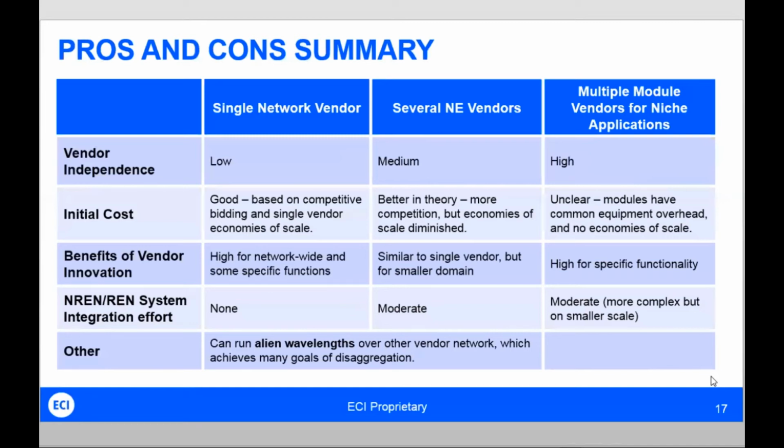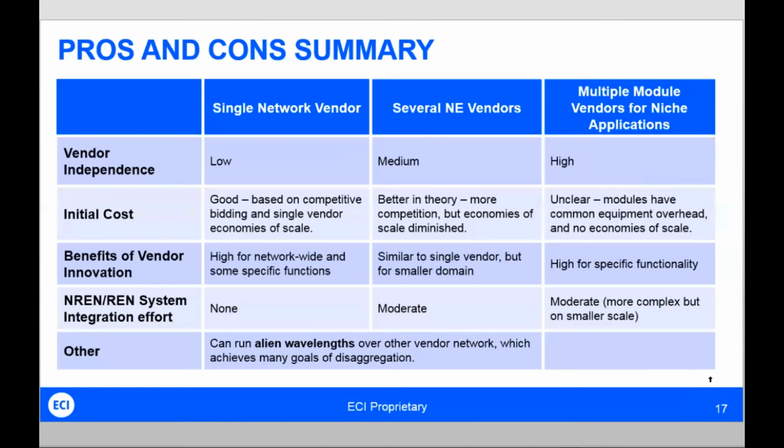Again, it's similar when you're talking about a single vendor. You're going to get a very high level of vendor innovation for that network-wide application. And this is, again, coming back to the points that I made about analog systems and the fact that you can have all the features embedded in the system and controlled by a single supplier in terms of really extracting the maximum performance, availability, reliability from that particular network.